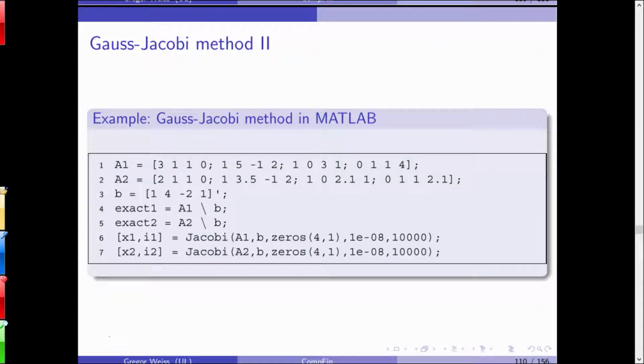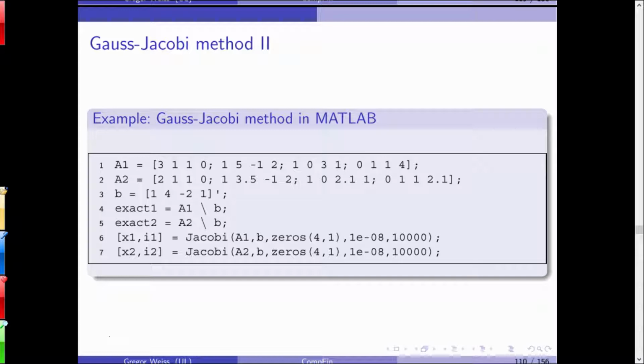So let's do this here. We have two matrices, A1 and A2. You can see this is a 4 times 4 matrix, 3, 1, 1, 0, 1, 5, minus 1, 2, 1, 0, 3, 1, and so on, and a vector 1, 4, minus 2, and 1. Exact 1 and exact 2 are A1/B and A2/B. These are the solutions for the system of linear equations when using Gaussian elimination. Remember that this slash operator is the Gaussian elimination in MATLAB. Although we'll probably have some rounding errors, let us assume for a moment that MATLAB can give us the exact solution, even if it takes a couple of seconds longer. So exact 1 and exact 2 are the solutions we are looking for.